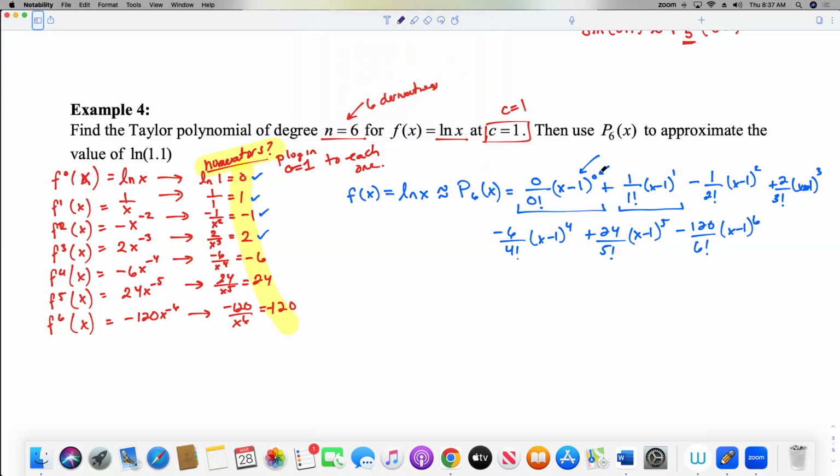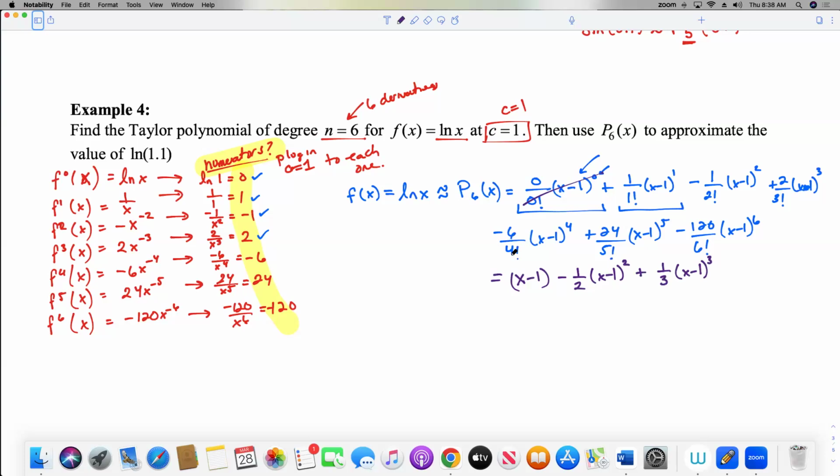Obviously, this part right here is just 0. This part right here is going to be 1 times x minus 1, so that's just going to be x minus 1. This part is going to be minus 1 over 2, so 1/2 x minus 1 squared. Next one is going to be 2 over 3 factorial, which is 2 over 6, which simplifies to 1/3 times x minus 1 cubed. So hopefully you're noticing the pattern already. This is 1 over 1, this is 1 over 2, 1 over 3.